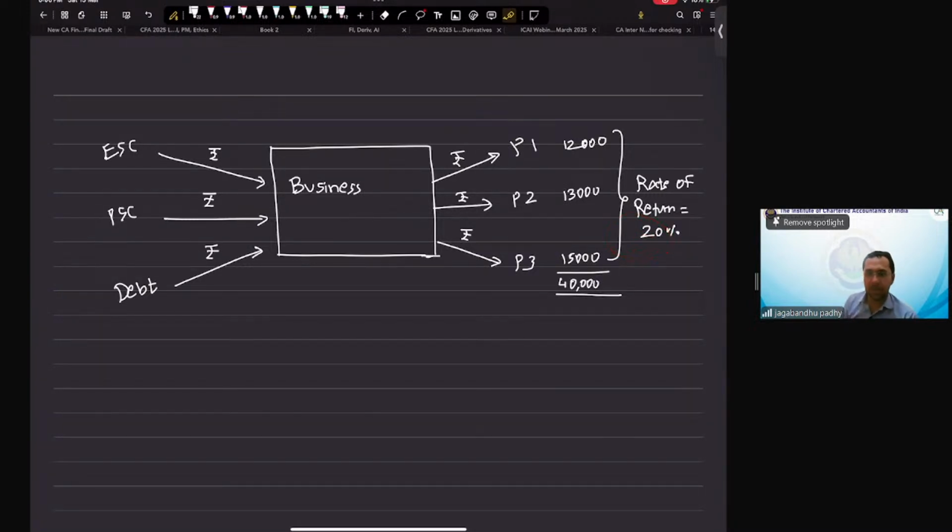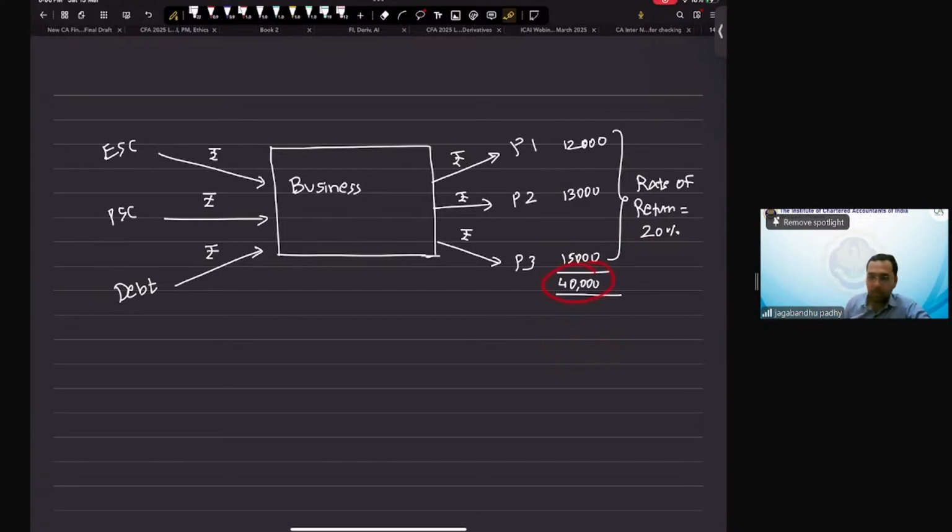So in a simplistic way, what's the return that we expect in monetary terms? 40,000 into 20%, which is 8,000 rupees, right? Now leave that monetary part, leave that 8,000 for the time being, just ignore that part.